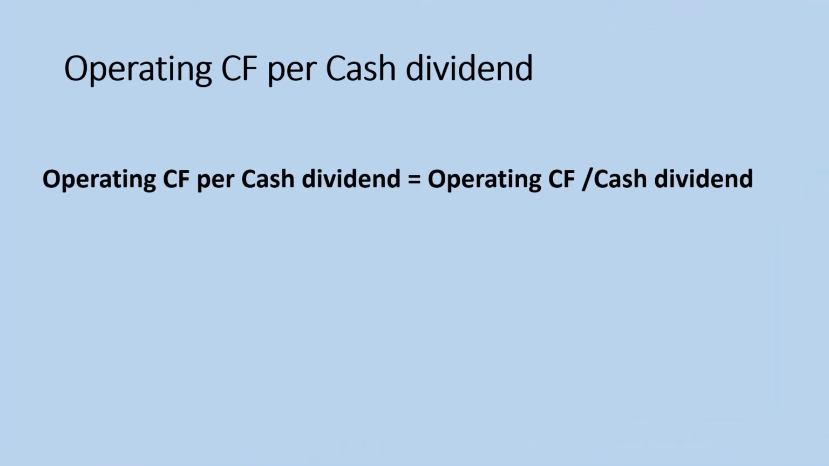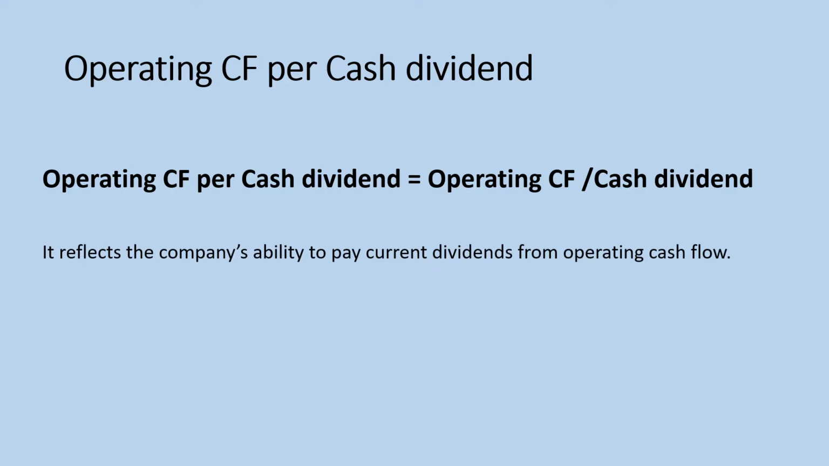Operating cash flow per cash dividend can be calculated by dividing the operating cash flow by its cash dividend. It reflects the company's ability to pay current dividends from operating cash flow. If this ratio is high, it is a good sign of the cash flow strength of the company.